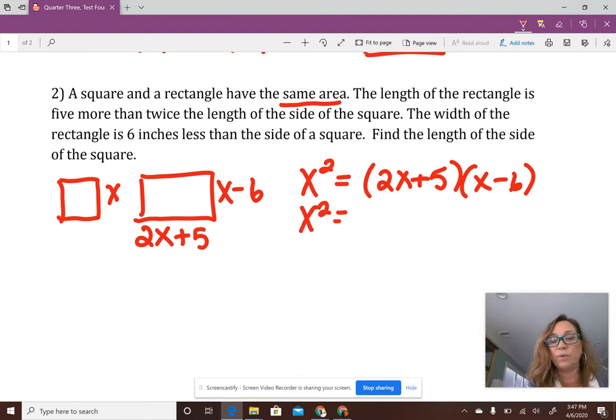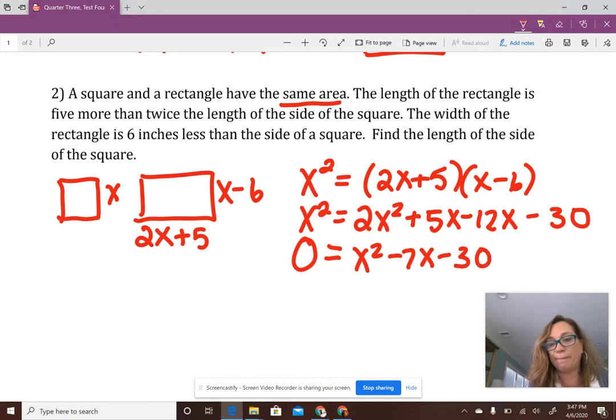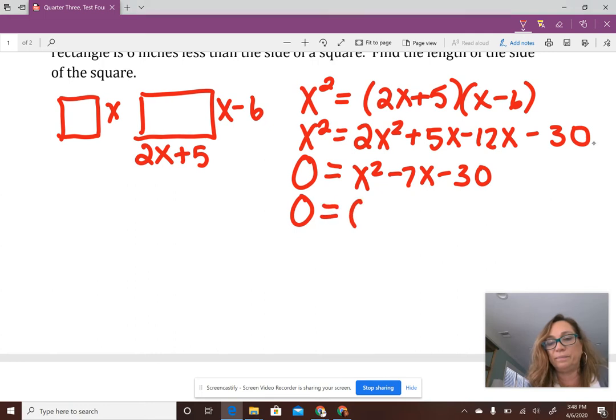Area of parallelograms, squares, rectangles, it's all length times width, base times height. So you get x squared equals 2x squared plus 5x minus 12x minus 30. I'm going to set that equal to 0. So I would subtract that x squared, which makes a nice coefficient of 1. x squared minus 7x minus 30. This is factorable, my friends. So I get x minus 10 and x plus 3.